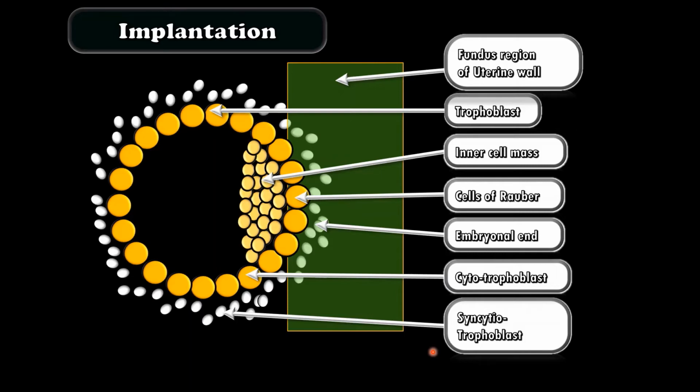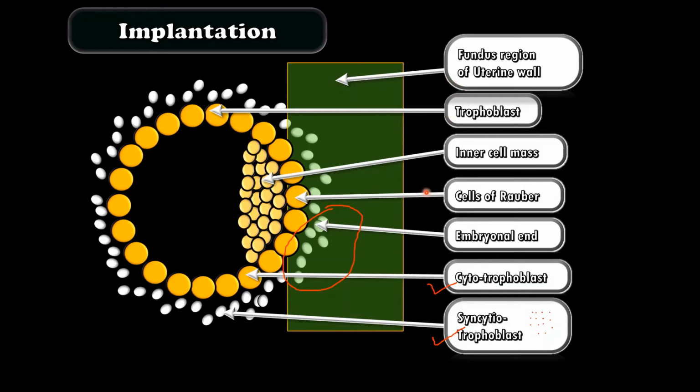There is rapid division of trophoblast cells to form two distinct layers, outer syncytiotrophoblast and inner cytotrophoblast. The outer syncytiotrophoblast is a syncytium, that is, it is a layer of protoplasm with many nuclei. It gives processes which extensively invade the endometrium. It gets attached to the fundus of the uterus.